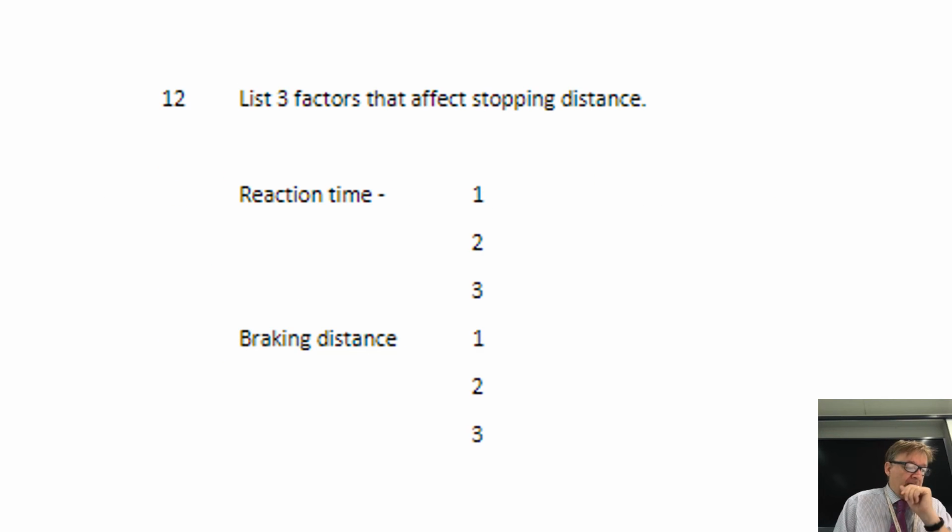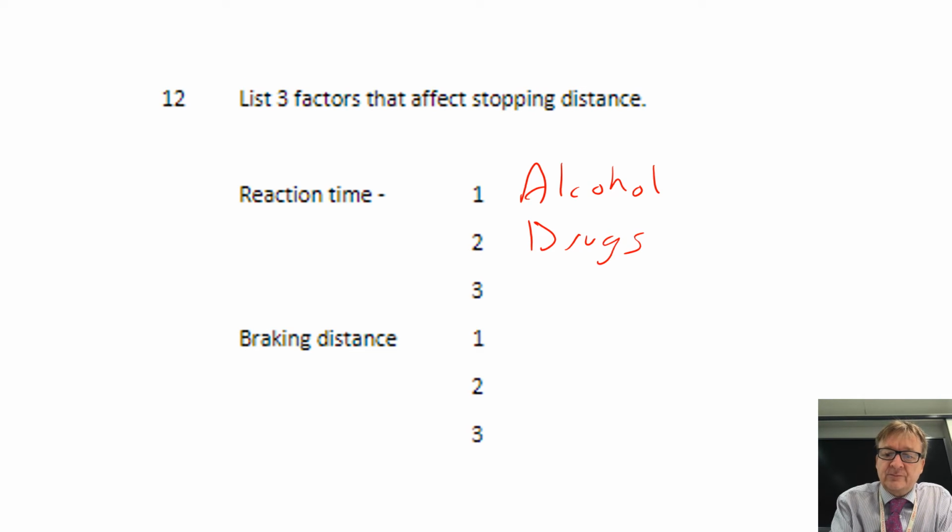Question number 12. List 3 factors that affect the stopping distance. Okay, reaction times, things like alcohol. If you drink any amount of alcohol and drive, not only are you mad, right, but in my opinion, you should have the book thrown at you, because alcohol will reduce your reaction time. Exactly the same thing for drugs. Another example could be if you're tired. If you're tired, then your reaction time is naturally going to be slower.